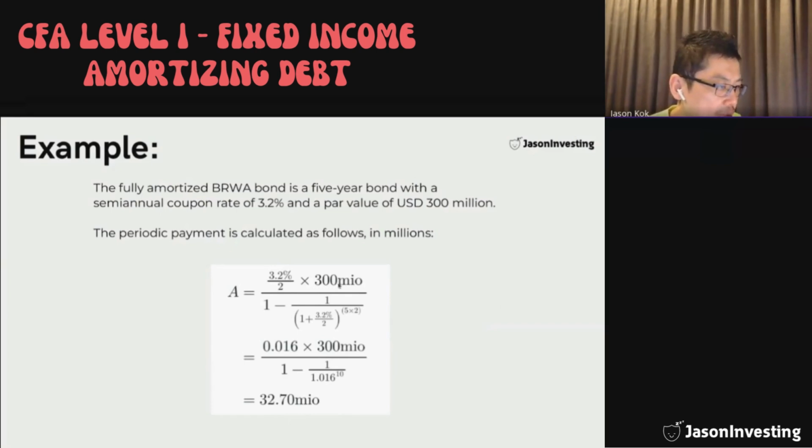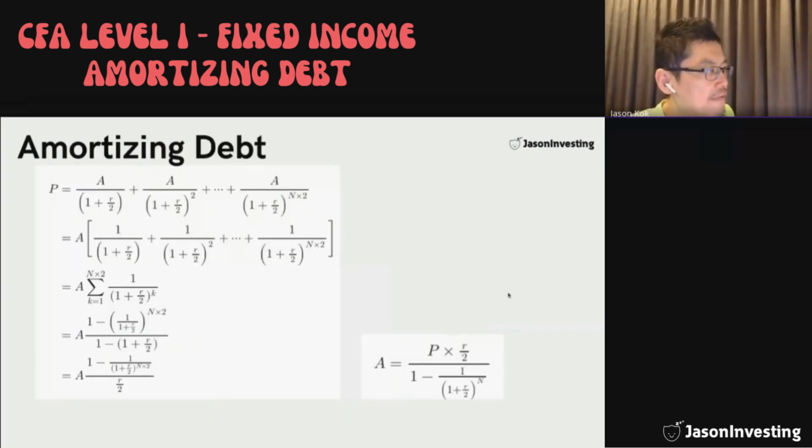So for 300 million and a coupon rate of 3.2%, it just means a payment of 32.7 million every 6 months. So for 10 periods, paying 32.7 million will give you a present value of USD 300 million, which implies a yield to maturity of 3.2%. We will see the derivation of this formula.